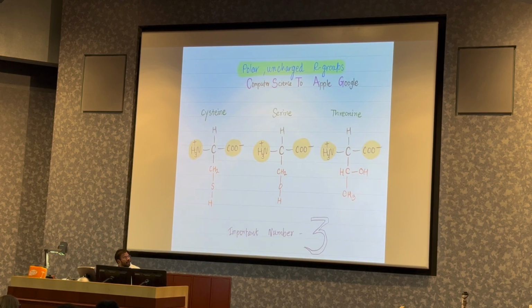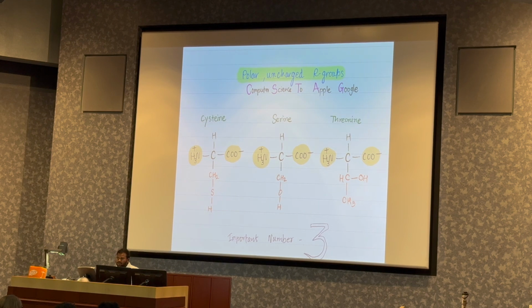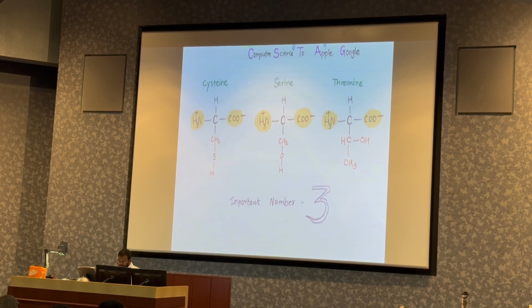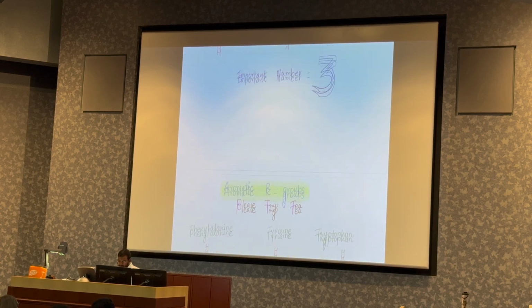I'll move ahead with the second part, which is computer science to Apple and Google, which is cysteine, serine, threonine, and then aspartic acid and glutamic acid, right? I think I have missed those two, but anyway.